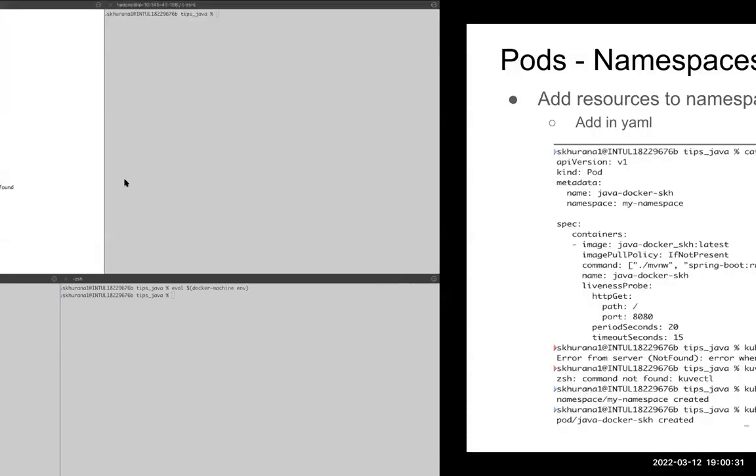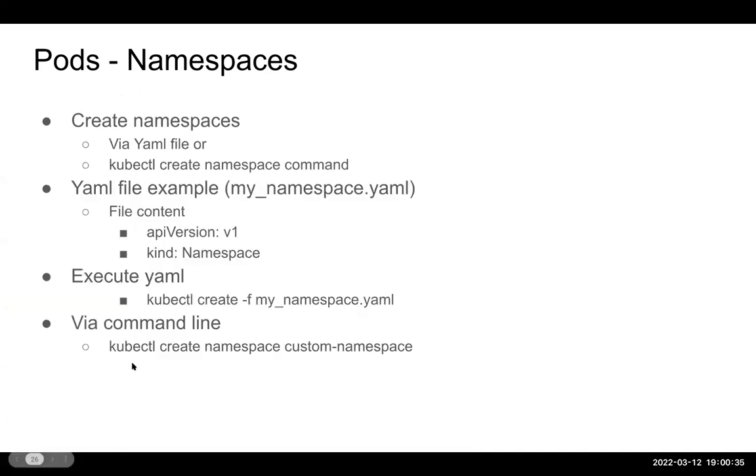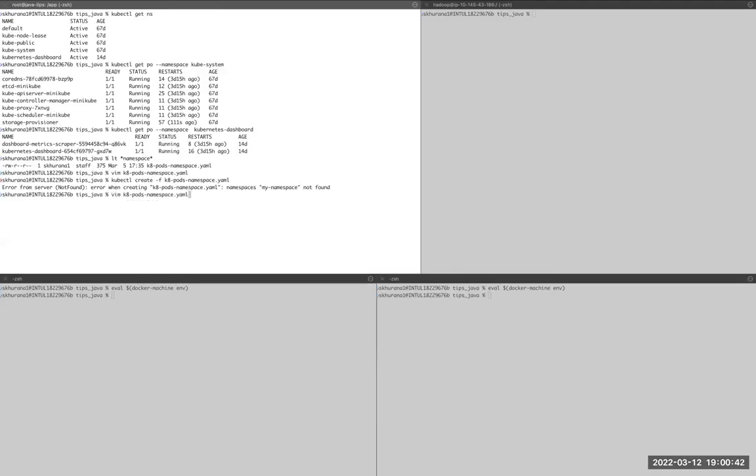So now let's do one thing. Let's run this file, kubectl create -f, and give this name. Oh, okay, namespace, my name. Okay, so looks like I have to create the namespace first. So I have to create this namespace. kubectl create namespace. Let's see that file again.